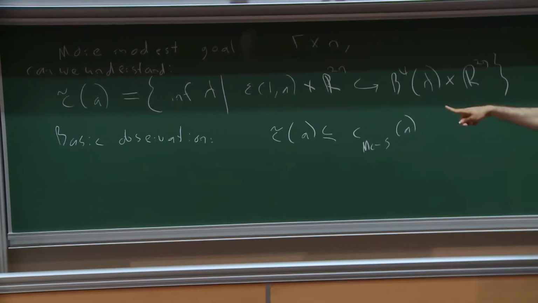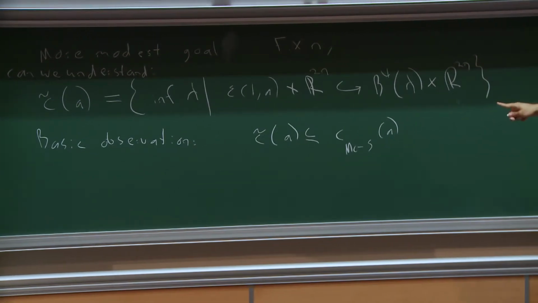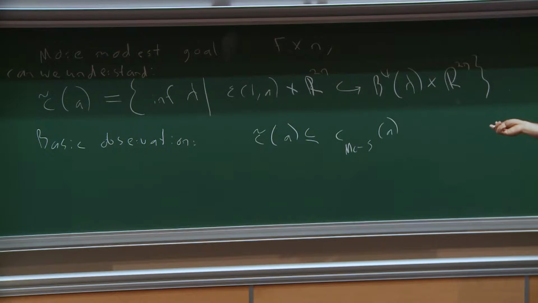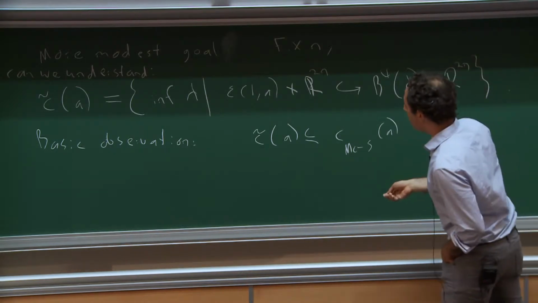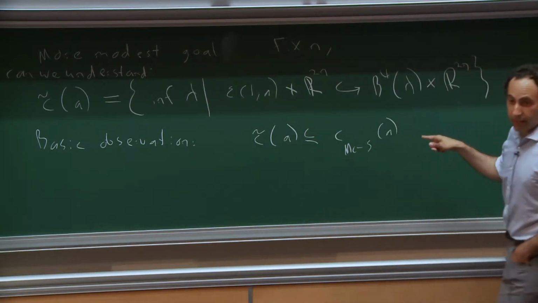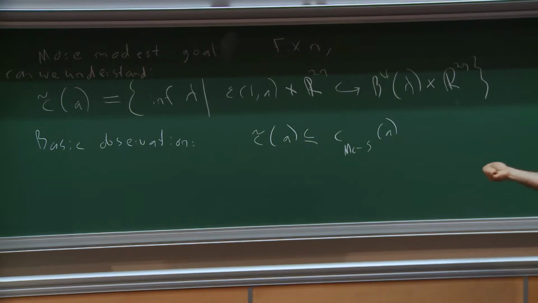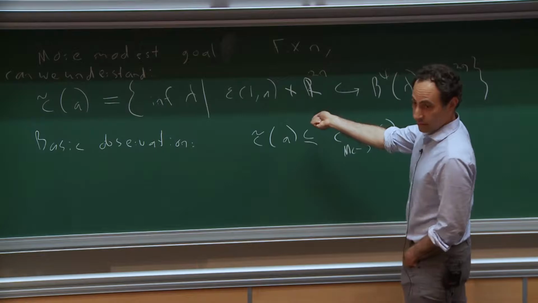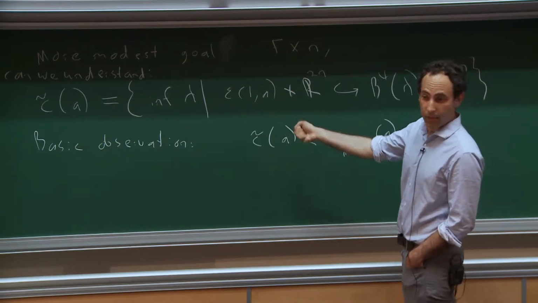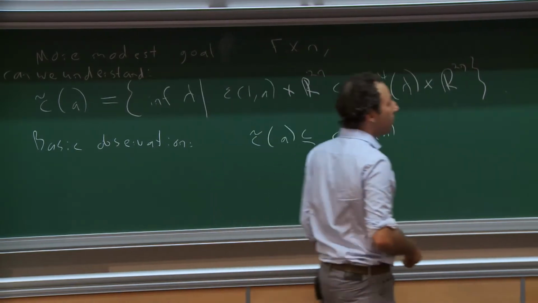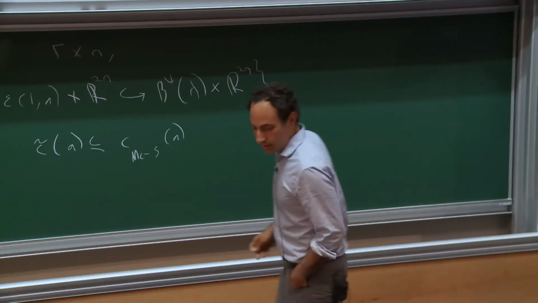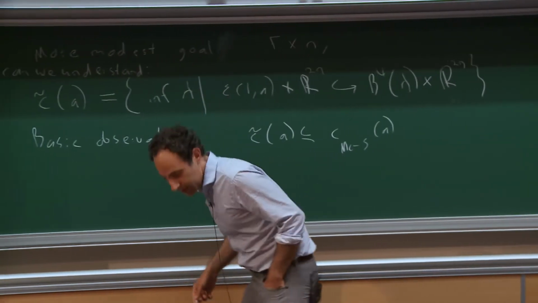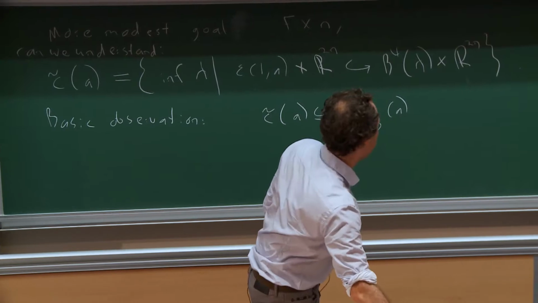That's because if I have an embedding of my four-dimensional ellipsoid into a ball, I can always just take its product with the identity and get an embedding of the product. So in a way, this is a question about how much flexibility one has for embeddings of products. Can one actually do better than the product embedding?